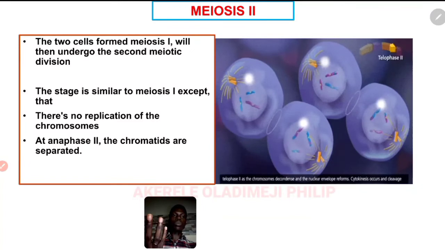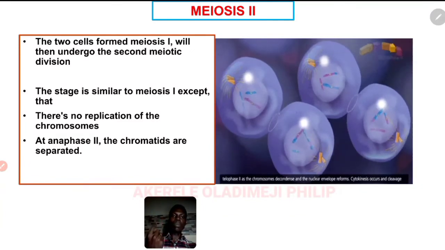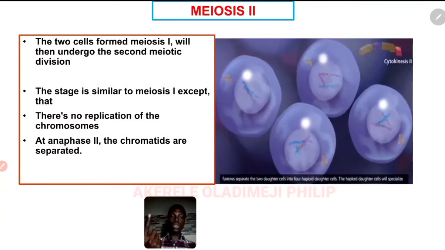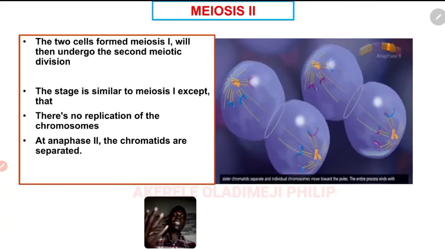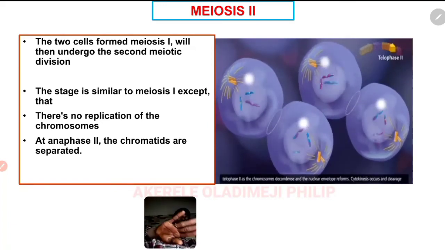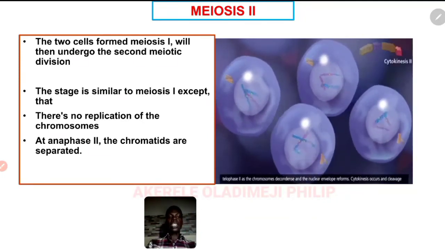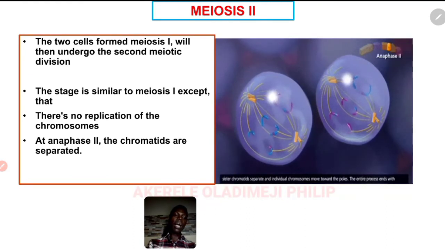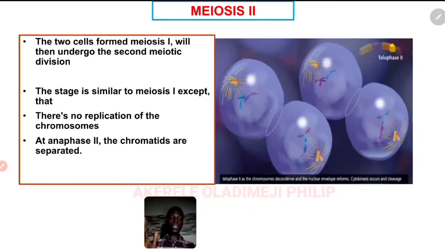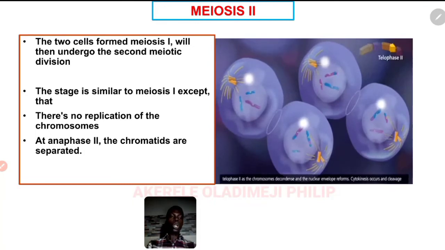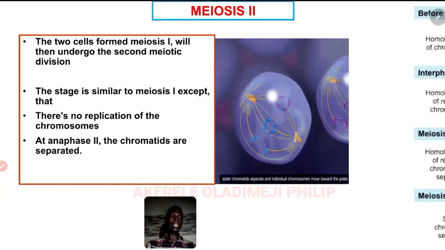The stage is similar to meiosis 1, except that there is no replication of chromosomes, number 1, and at anaphase 2, which is what you are seeing here, the chromatids are separated. So those things are separated. We can actually call them chromatids, not the whole chromosome moving the way we had it in meiosis 1. I hope this made sense. You might want to pause the video if it's not so clear, or rewind it to just watch what I've said previously. All right.